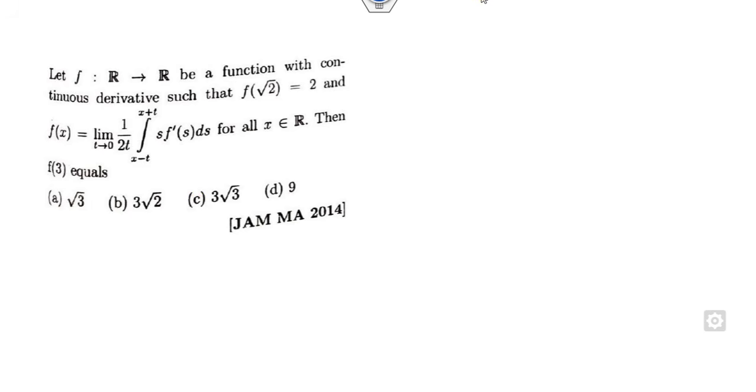Okay, look at this another one. f is a function with the continuous derivative such that this. Okay, again it's a 0 by 0 form, because when you take t as 0, it's the integral from x to x. So I can apply the L'Hopital rule. I can write firstly the integral of x minus t to x plus t of f dash of s. So it's a 0 by 0 form.